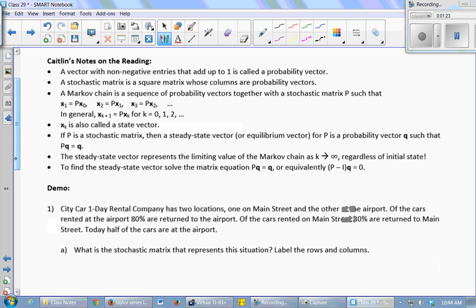All right, so very briefly, the reading said a vector with non-negative entries that add up to 1 is a probability vector. A stochastic matrix is a square matrix whose columns are probability vectors. A Markov chain is a sequence of probability vectors together with a stochastic matrix P.